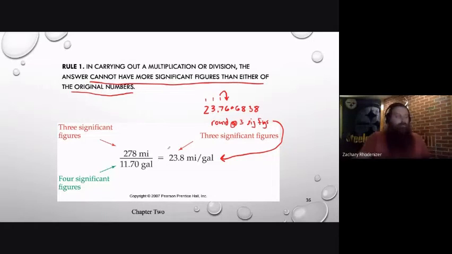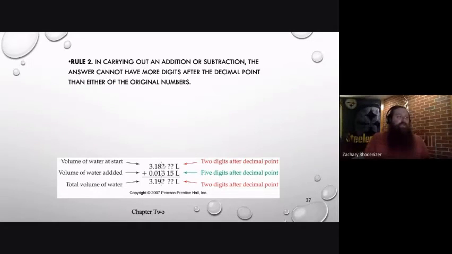If I'm doing addition and subtraction, I look only at the number of digits after the decimal point. So in these two numbers, I'm adding 3.18 to 0.01315. I count digits. Here I've got 2 digits after the decimal place. Here I've got 5. So my answer can only have 2 digits after the decimal place because, again, I'm going with the fewest number, okay? And so I round and I move on.